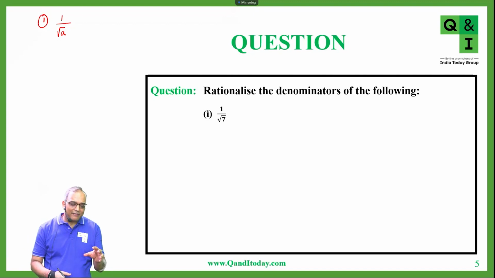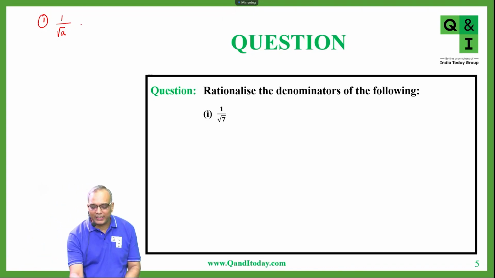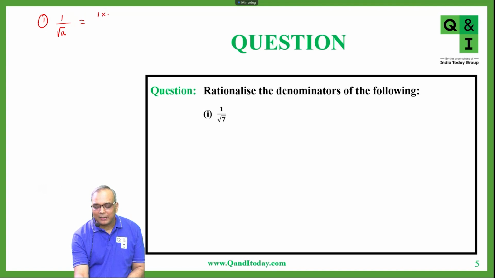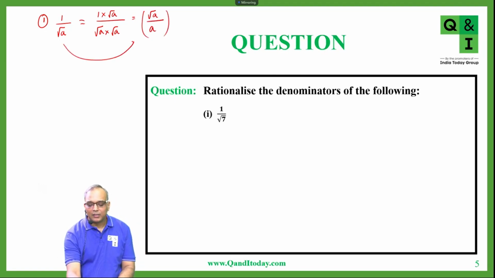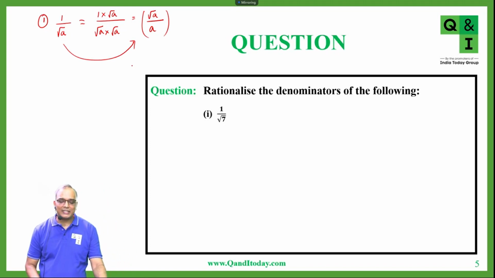So when we have an irrational number like this in the denominator, in the form root a, then what we do is multiply both the numerator and denominator by root a, so that we get root a over a. So in this form, you can see that the denominator is a rational number. It is not an irrational number.